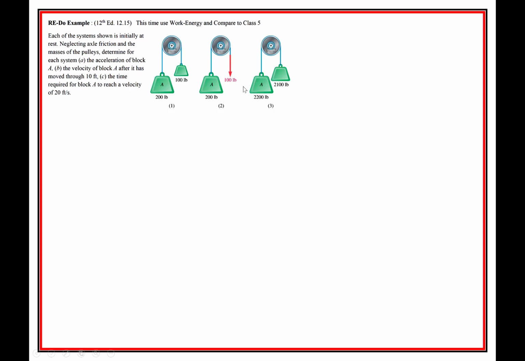And you could also see right here where we've taken two different weights. The difference between them is the same as the 200 and 100, but now it's 2,200 and 2,100. So working through those, I'm going to do part B only. I believe we could do part A if we wanted to. Yeah, we could do that, but we might have to do a couple other steps. So let's just look at part B.